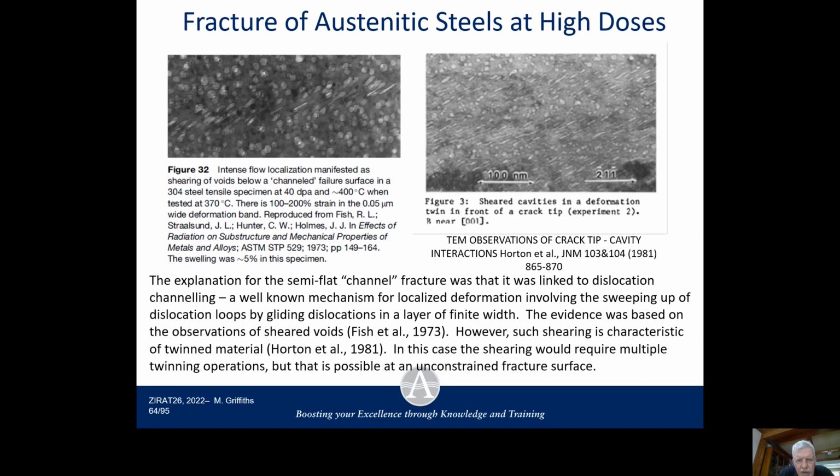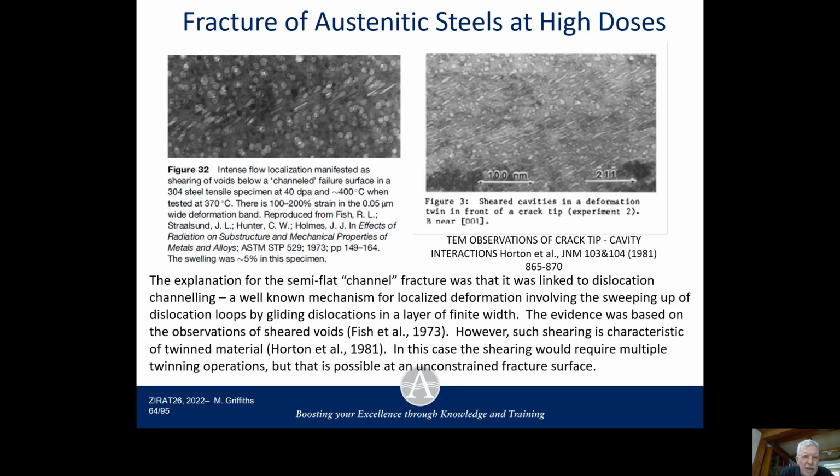But other work has shown the same kind of shearing of the cavities, in this particular work back in the 80s with Linda Horton at Oak Ridge. I'm sure she was working with Jim Bentley there, so I'm pretty sure that they would have known that they were dealing with twins in this particular case. They identified twins as being responsible for the shearing.